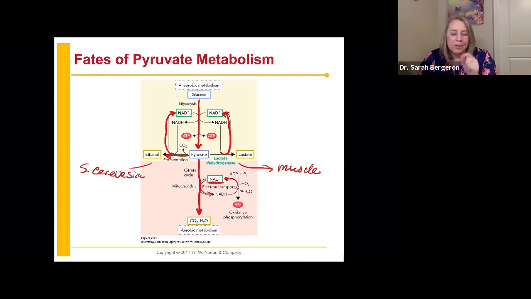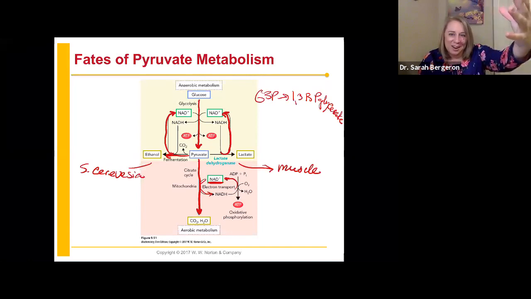Why is that important? NAD+ is required for us to maintain flux through our glyceraldehyde 3-phosphate dehydrogenase reaction, right? We go from G3P to 1,3-bisphosphoglycerate. So you need NAD+ for those earlier steps, right? And if you don't have those regenerated NAD+ molecules, you're not going to be able to maintain glycolysis.